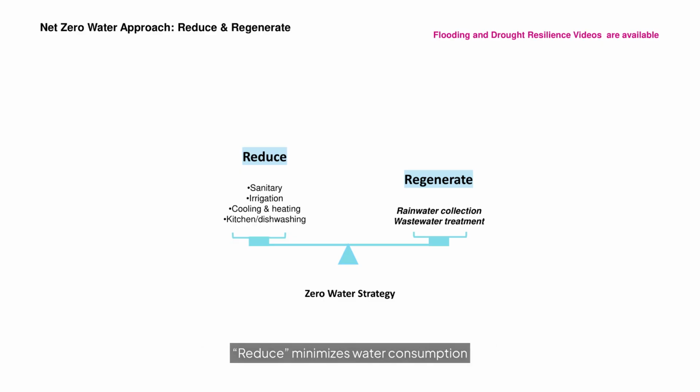Reduce minimizes water consumption in sanitation, irrigation, cooling, heating, and kitchen operations. Regenerate captures and treats water through techniques such as rainwater collection, water storage, and wastewater treatment. This strategy summary clearly communicates that achieving zero water requires both reducing demand and actively reclaiming water resources within the building or site. Additional videos on flooding and drought resilience are available.